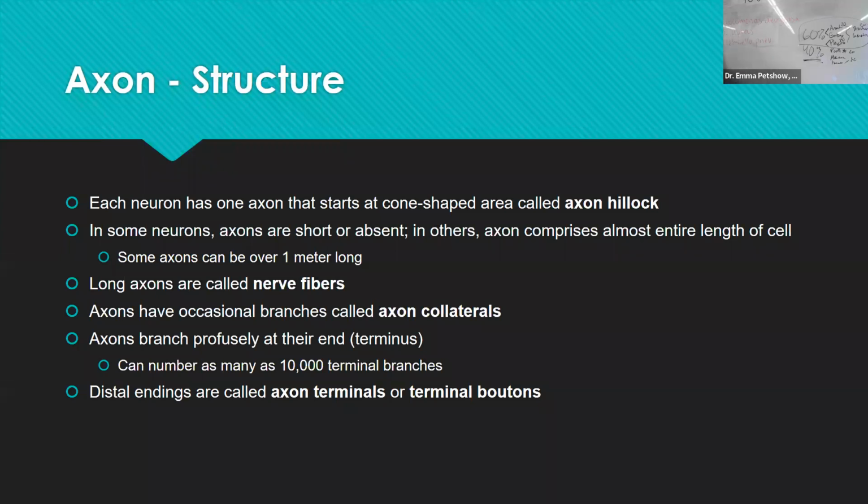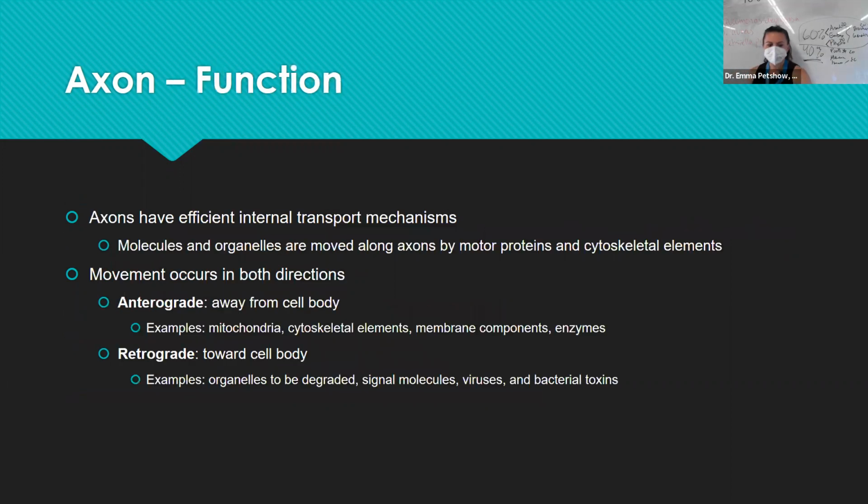So, big differences between dendrites and axons. Cells can have multiple hundreds of dendrites. They typically are going to have one axon. The axon itself can be short or long. As for the function of axons, they have really efficient internal transport mechanisms, so molecules and organelles can be moved along that axon, almost like a highway. Motor proteins, typically along cytoskeletal elements, are what's actually walking them up and down those long axons. Movement can occur in both directions.